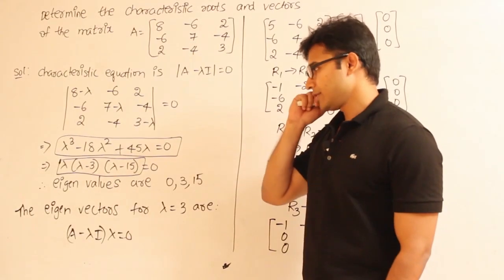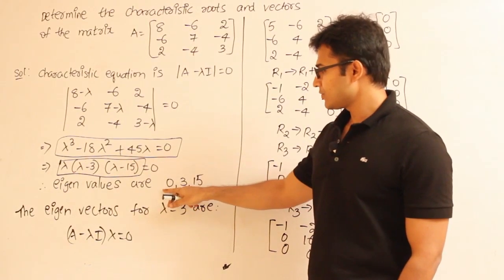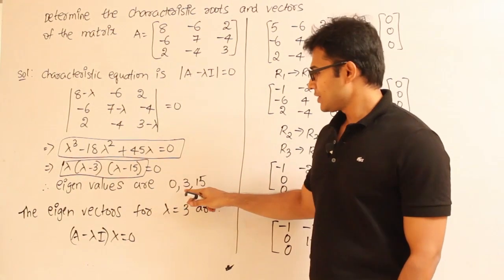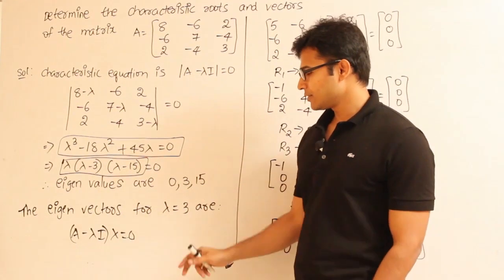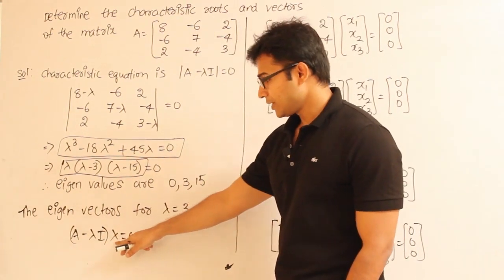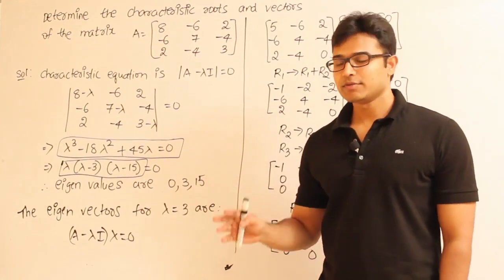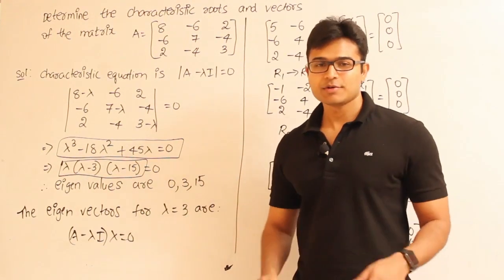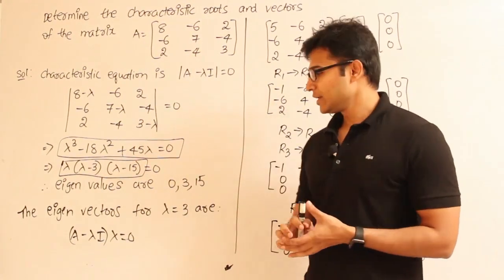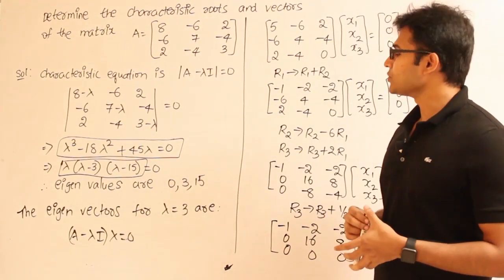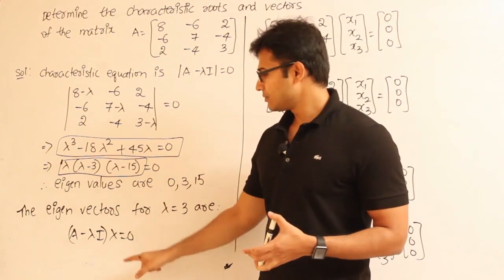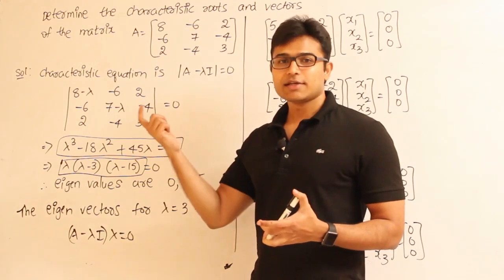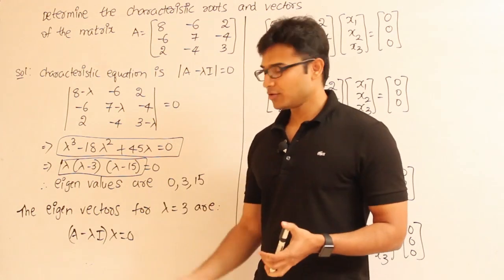Now let's see the next part. We have found out the eigenvectors for lambda equal to 0. Now we shall find out the eigenvector for lambda equal to 3. How can we find out? Same thing, (A minus lambda I) x equal to 0. So in place of lambda and x, you are supposed to substitute the corresponding values. So in place of lambda you substitute 3, and in place of x you substitute this x1, x2, x3. That is what we wanted to find out.